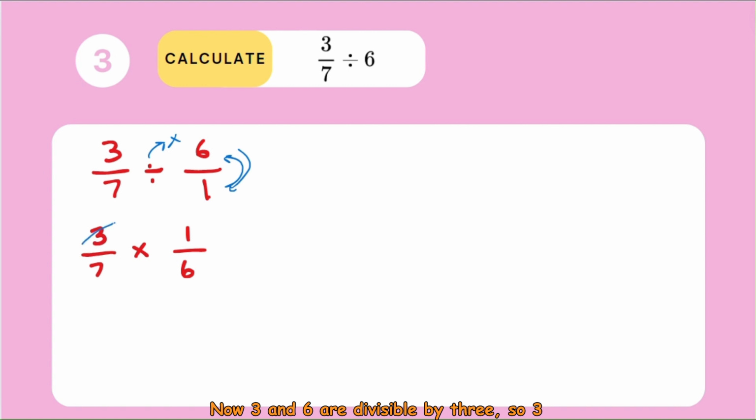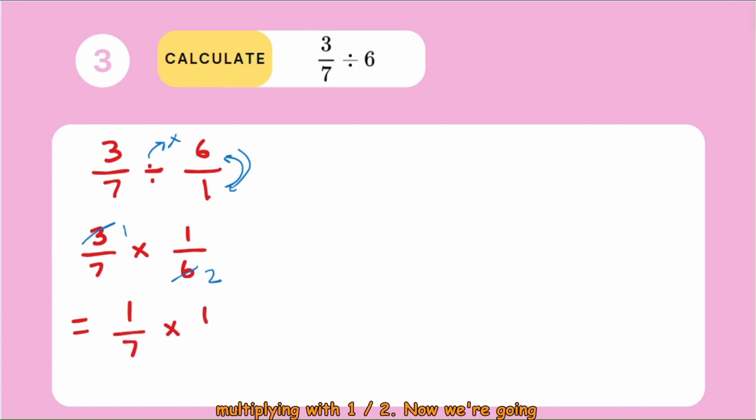Now 3 and 6 are divisible by 3. So 3 divided by 3 is 1. 6 divided by 3 is 2. So we have the fraction 1 over 7 multiplying with 1 over 2. Now we're going to multiply the numerators. So 1 times 1 is 1 and 7 times 2 is 14. So our answer is 1 over 14.